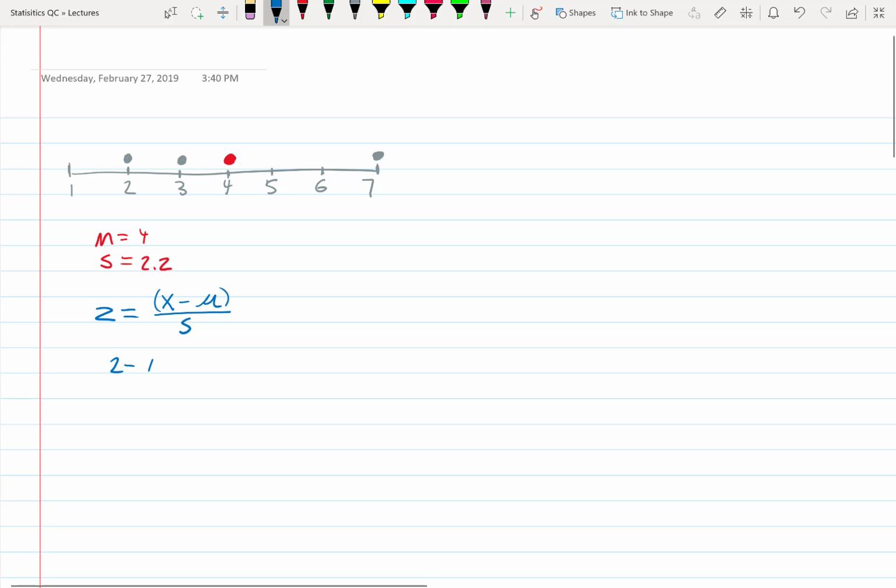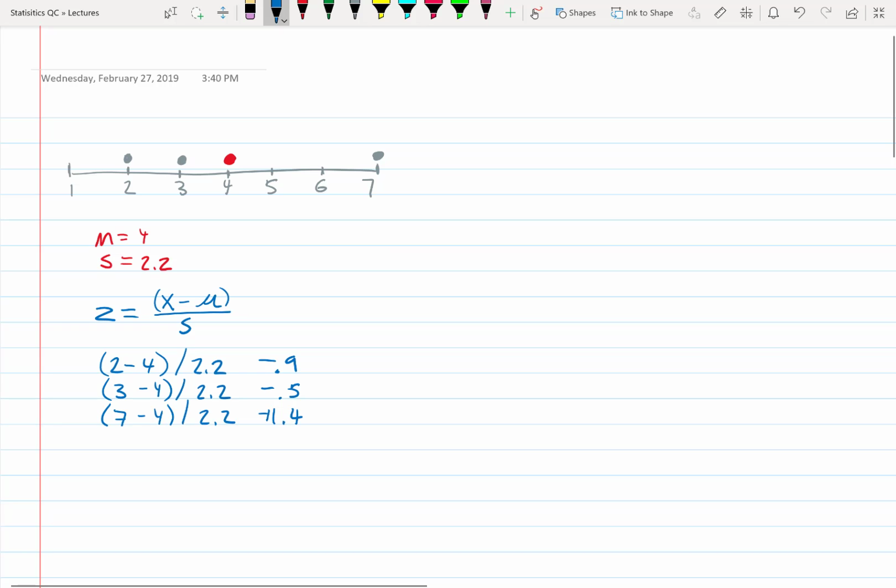2 minus 4. And the second one is going to be 3 minus 4. And the third one will be 7 minus 4. That's our mean, divided by the standard deviation, which is 2.2, divided by 2.2, divided by 2.2. If you do this little bit of arithmetic, you're going to get negative 0.9 for our first z-score, negative 0.5 for our second z-score, and positive 1.4 for our third z-score.